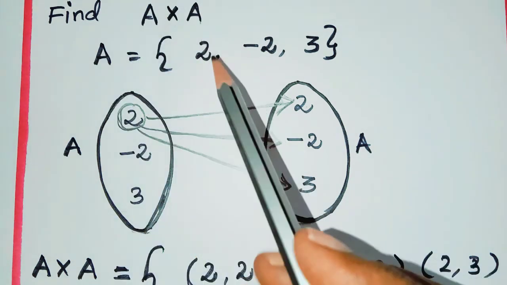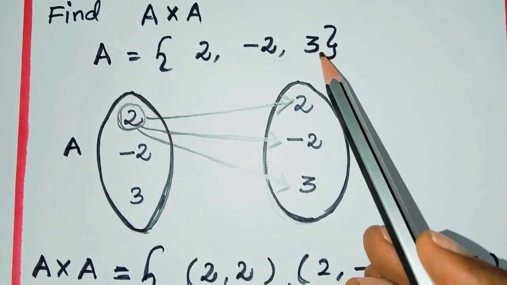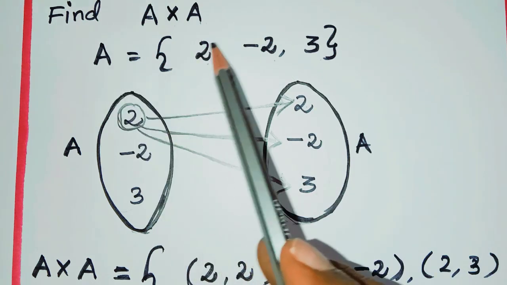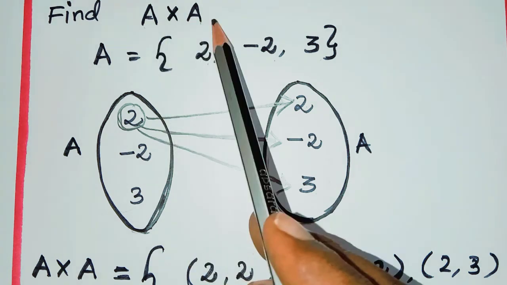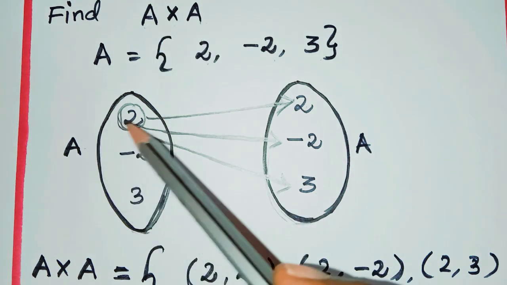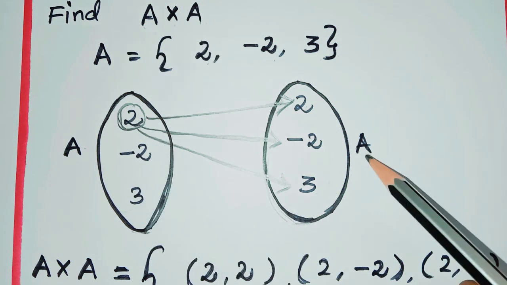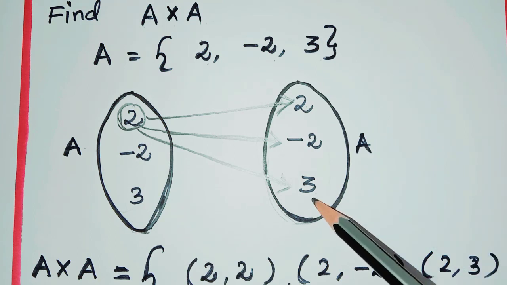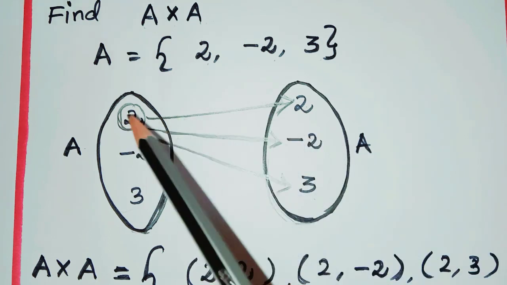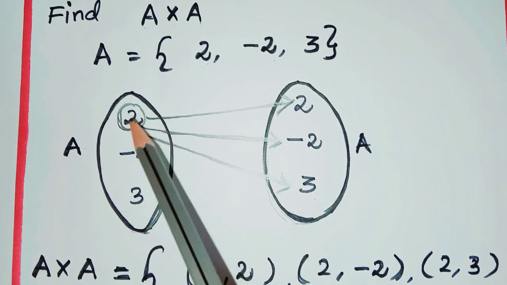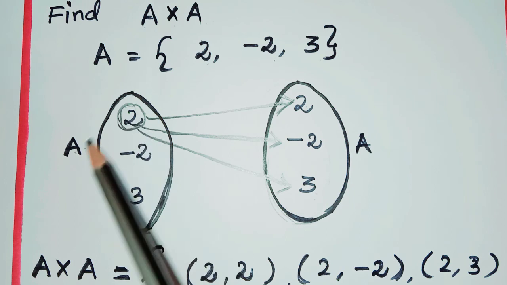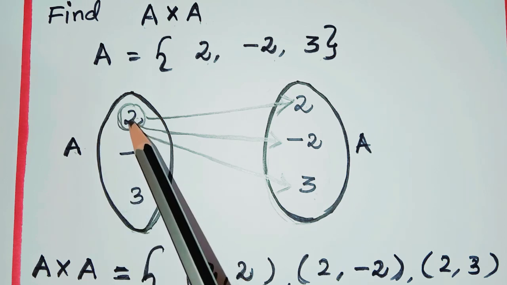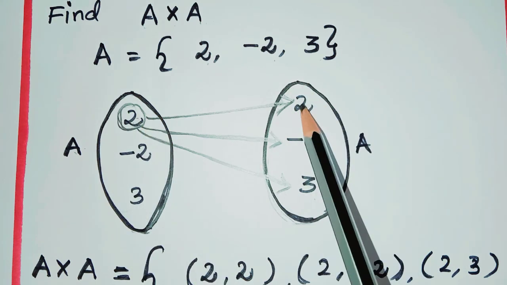A set is given: 2, minus 2, 3. So set A has 3 elements. So find the Cartesian product between the same set. A has 3 elements. Here A also has 3 elements. So first find all possible ordered pairs using the first element of A. First element of A is 2. 2 paired with the first element of A, that is 2.